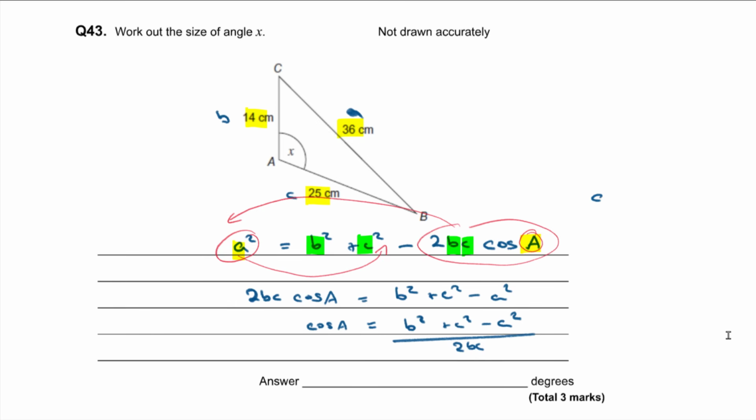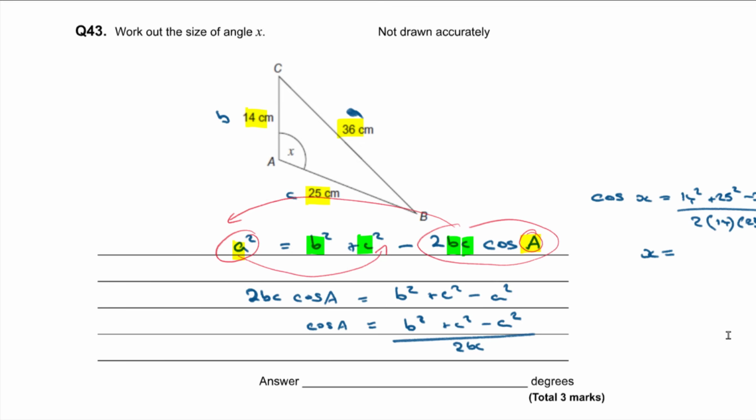So cos x, that's the thing I want to find. b squared, 14 squared. c squared, 25 squared. a squared, minus 36 squared, over 2 times b, 14, times c, 25. Okay, so I could type all that in one go, I think, into the calculator. So let's get the fraction key up. Actually, we want the inverse cosine of this as well, don't we?